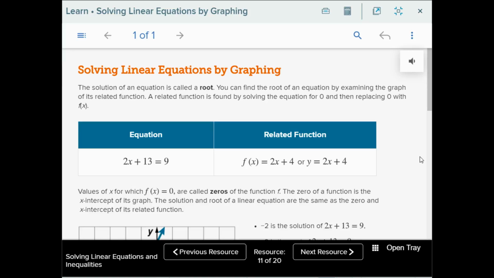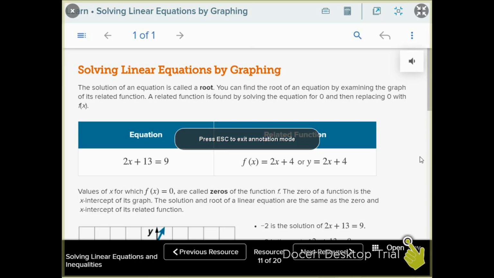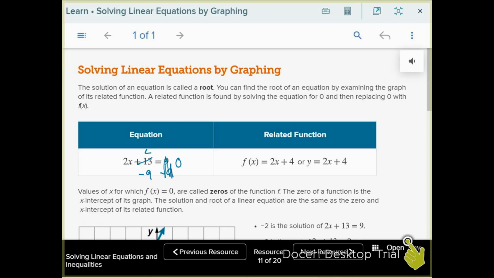So here's an example of that. 2x plus 13 equals 9. I need one of my sides to equal 0 according to this, so I would subtract 9 from both sides. And I would get that these cancel out and become 0. 13 minus 9 would become 4, and that's how we get 2x plus 4.